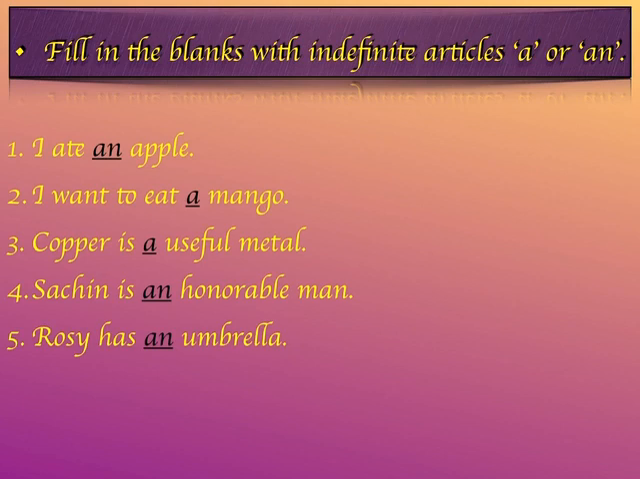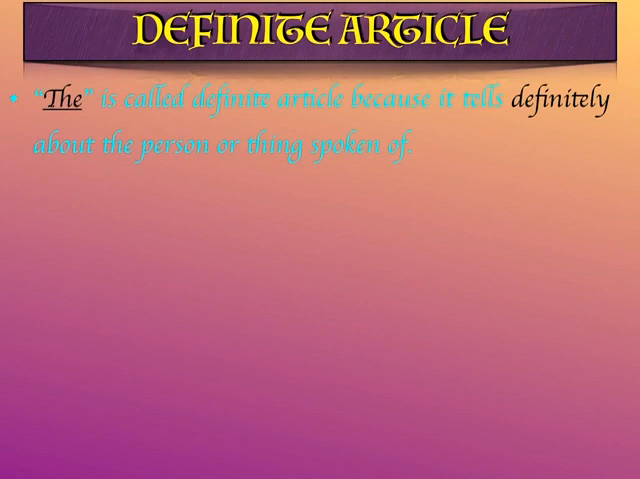I hope you are clear with the indefinite articles a and an. So today we would be moving ahead with the definite article the. So let's see what is the definite article. The is called definite article because it tells definitely about the person or the thing spoken of. So we are going to use the along with the nouns about whom we have specific information. It gives definite and specific knowledge about the person or thing we are speaking.